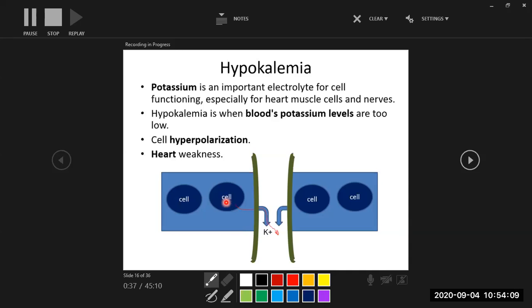When cells lose potassium ions, which are positively charged, the membrane potential will decrease and develop hyperpolarization. And when the cell has a decreased membrane potential, it becomes harder for us to generate an action potential. It's harder to increase it above the threshold to trigger an action potential.